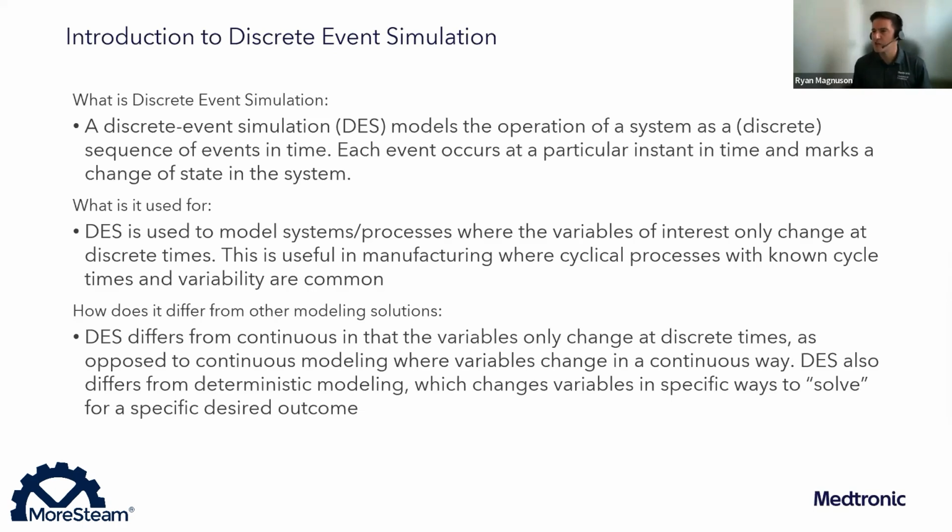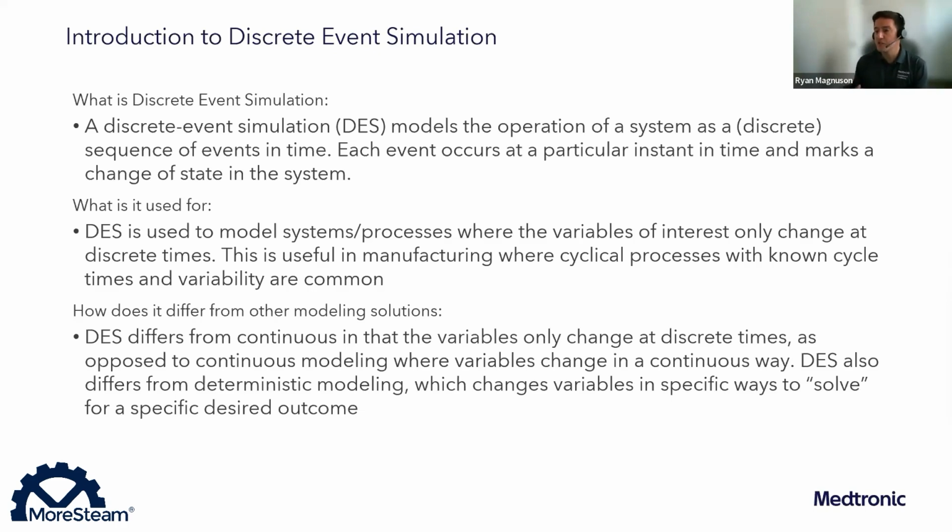How do units change? How do units move through our processes? What changes as they go through the process? We use discrete event simulation to model systems or processes where the variables of interest only change at discrete times. This is useful in manufacturing where cyclical processes with known cycle times and variability are common.